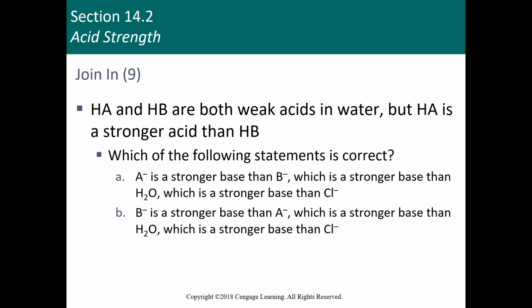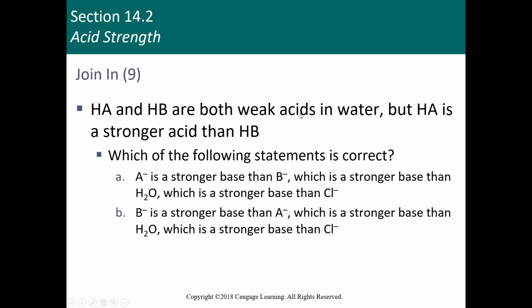HA and HB are both weak acids in water, but HA is a stronger acid than HB. Which of the following statements will be correct? Alright, so if HA is a stronger acid than HB, that tells you a lot about this A versus this B, right? A, therefore, has to be a weaker base than B, doesn't it? But they also told you something right here, and that's they are weak acids.